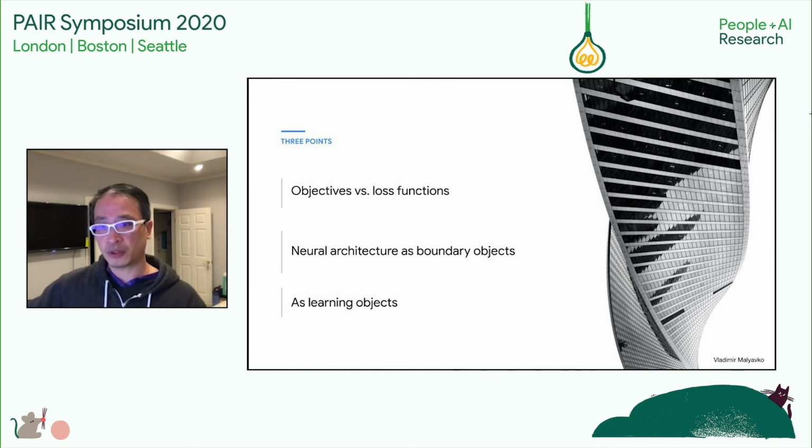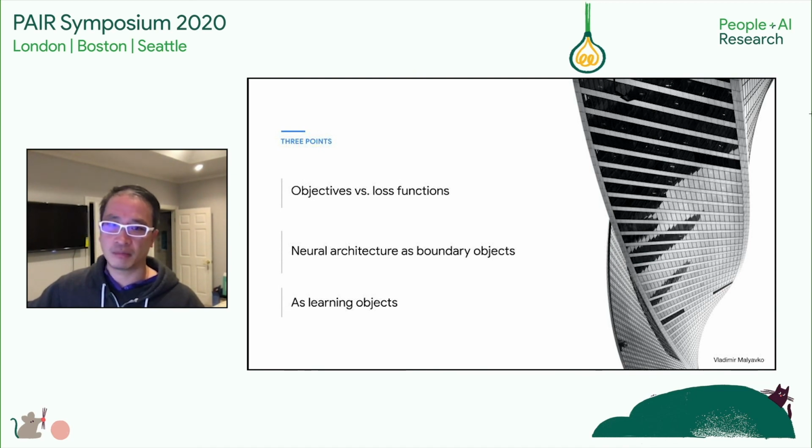So those are the three points I wanted to make: that business objectives or user objectives indeed can be translated into loss functions, but they're not singular, and you need multiple objectives. And a loss function is not enough; you need neural architectures combined together with loss functions. In fact, loss functions are part of it. That together seems to form a kind of boundary object. And then finally, they're beyond boundary objects. They really combine together to form a kind of learning object.